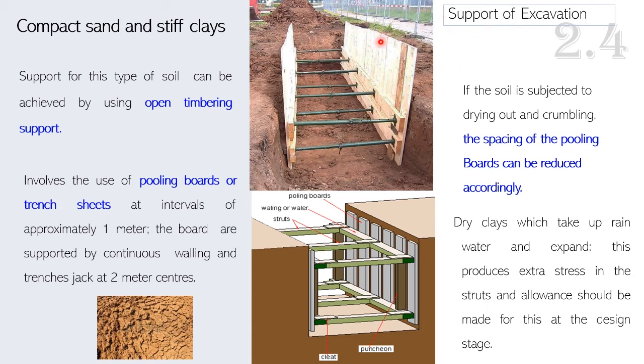This involves the use of poling boards or trench sheets at intervals of approximately 1 meter. The boards are supported by continuous walling and trench jacks at 2 meter centers. If the soil is subjected to drying out and crumbling, the spacing of the poling boards can be reduced accordingly.